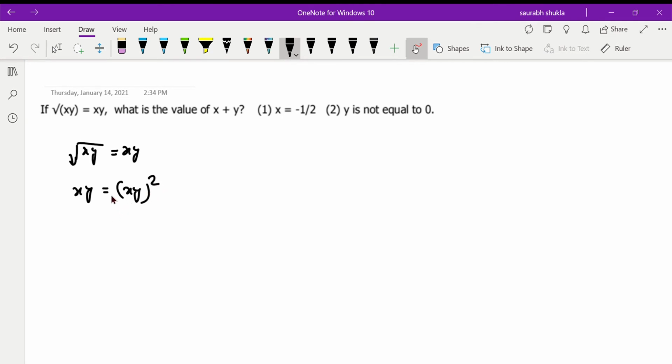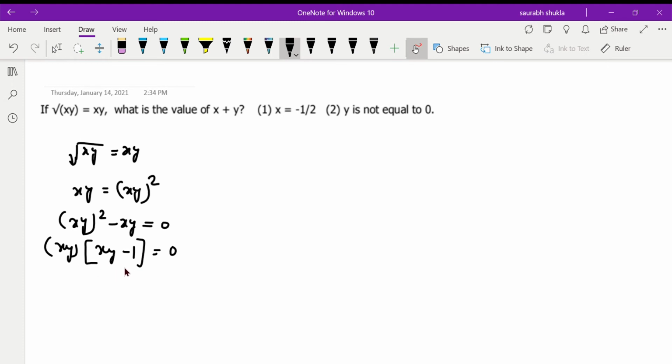All right. Now, what else can be done? Let's subtract xy from both the sides. So from the left hand side you'll be left with 0, and from the right hand side you will have xy whole square minus xy is equal to 0, isn't it? Now what else can we do? Let's take xy common, because this xy term is common to both the expressions. And then inside you will have xy minus 1, and that is equal to 0.